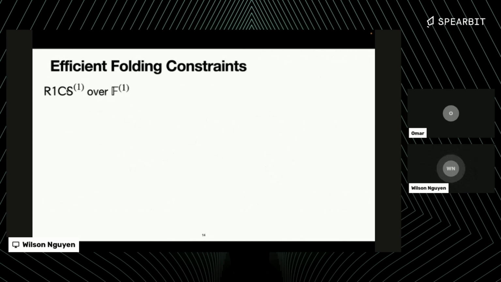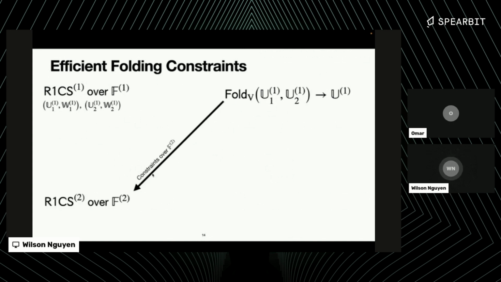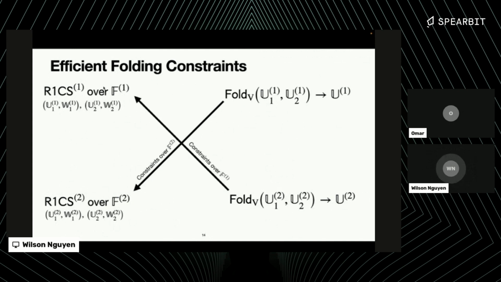If you have some constraint system over one field, and we want to fold pairs for that constraint system, we can efficiently represent this as constraints over a different field. So I have two constraint systems now over two different fields. To fold these pairs, we can simply represent this folding algorithm as constraints over the original constraint system. And so now we have two different constraint systems over two different fields, and to fold their respective pairs, we just have to express that folding algorithm over the other constraint system.